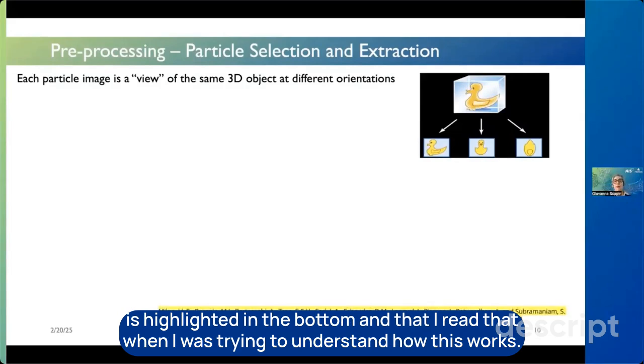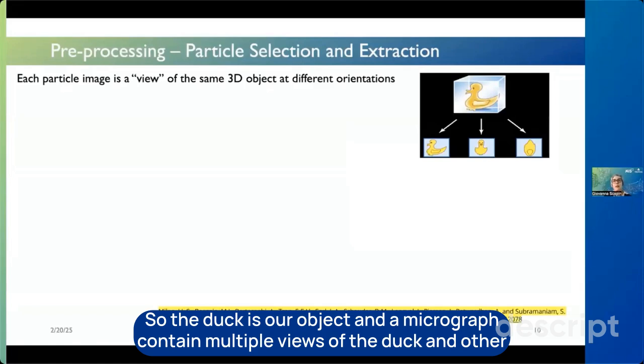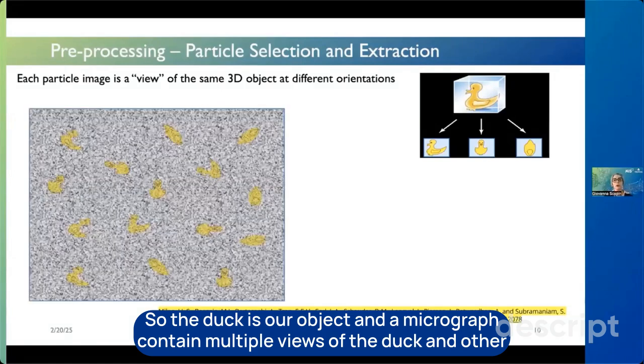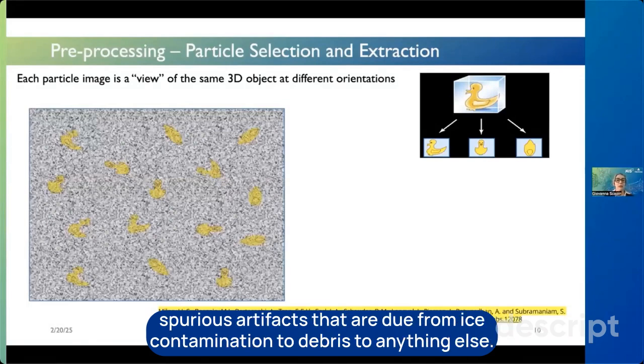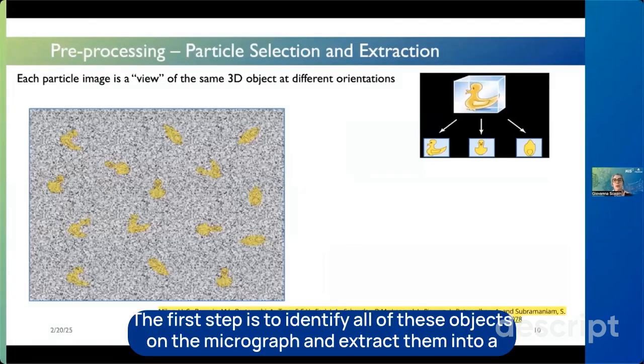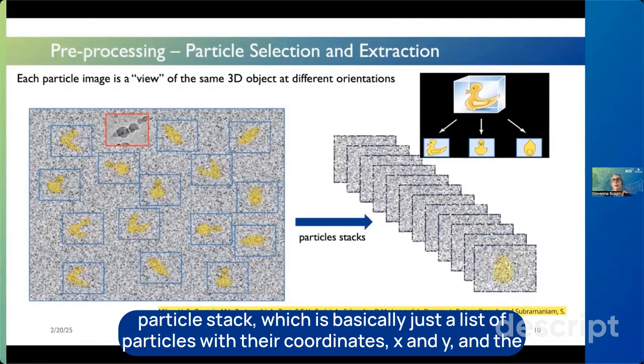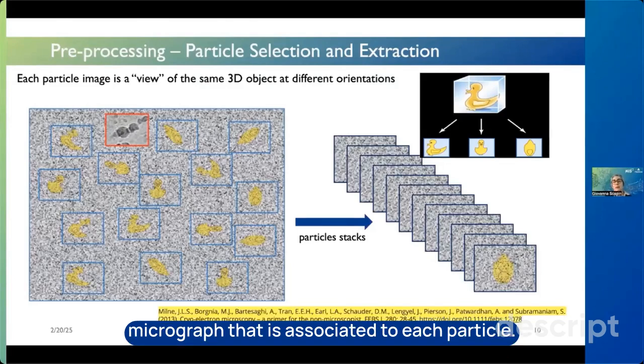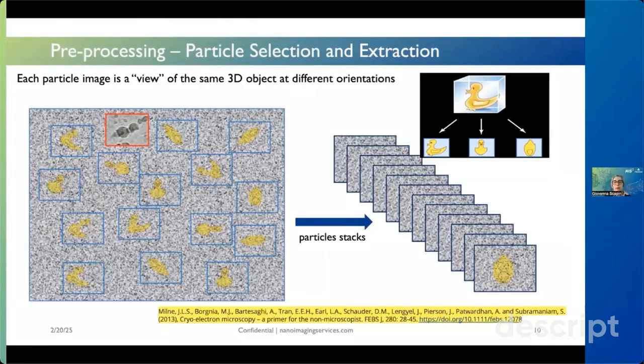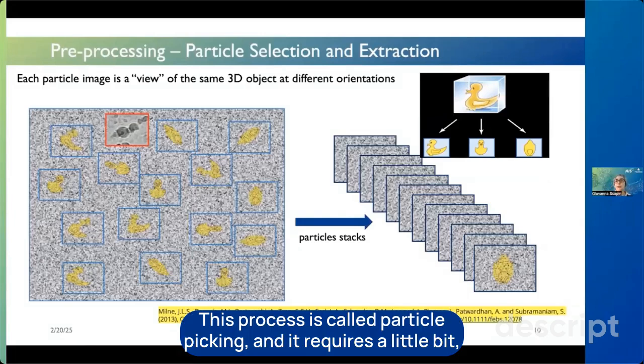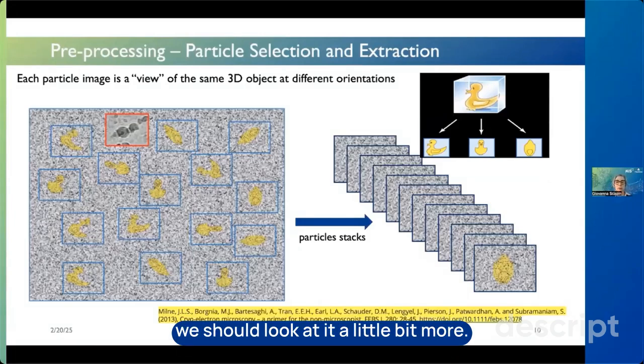how this works. So the duck is our object, and a micrograph contains multiple views of the duck and other spurious artifacts that are due to ice contamination, debris, or anything else. The first step is to identify all of these objects on the micrograph and extract them into a particle stack, which is basically just a list of particles with their coordinates, X and Y, and the micrograph that is associated to each particle.